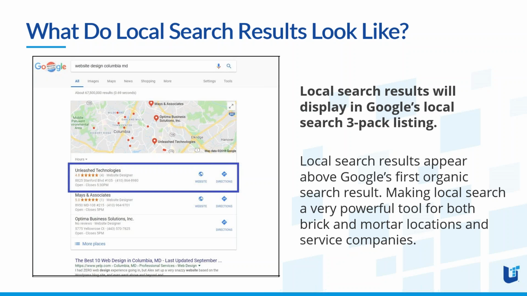This makes optimizing for local search even more powerful and even more needed, because we have to be in those top 3 results in order to show on this page. Now, speaking of that, your local search results are going to appear over Google's first organic search result, making it very powerful for both brick and mortar locations and service companies. What's key about this would be, if you do not have a very strong or well-established website where you would not be able to rank on that first page of Google, this may give you the opportunity to do so through that local search results page.